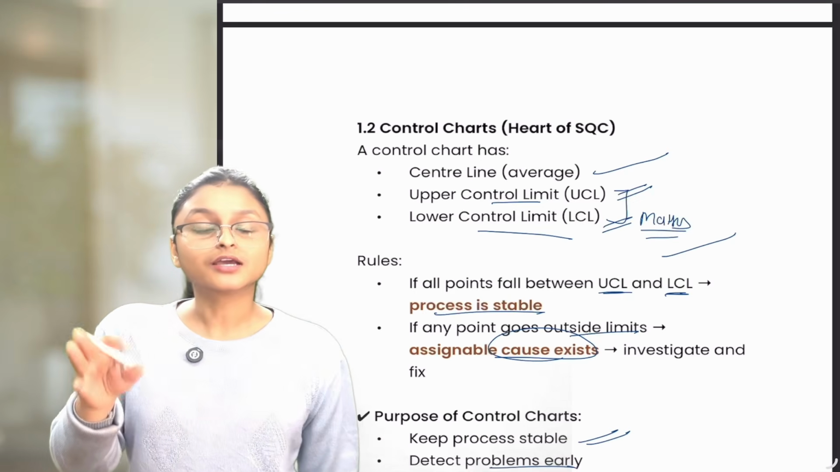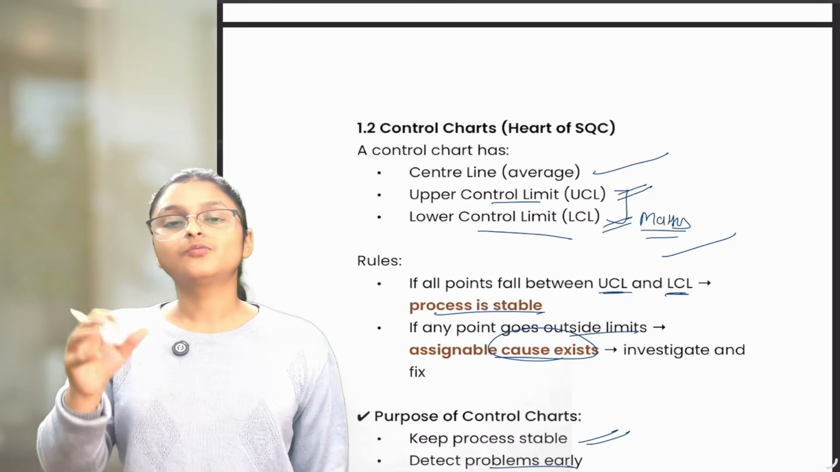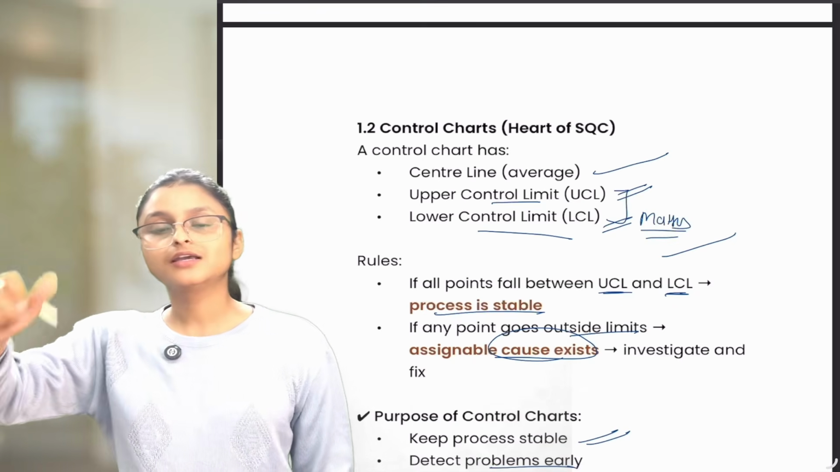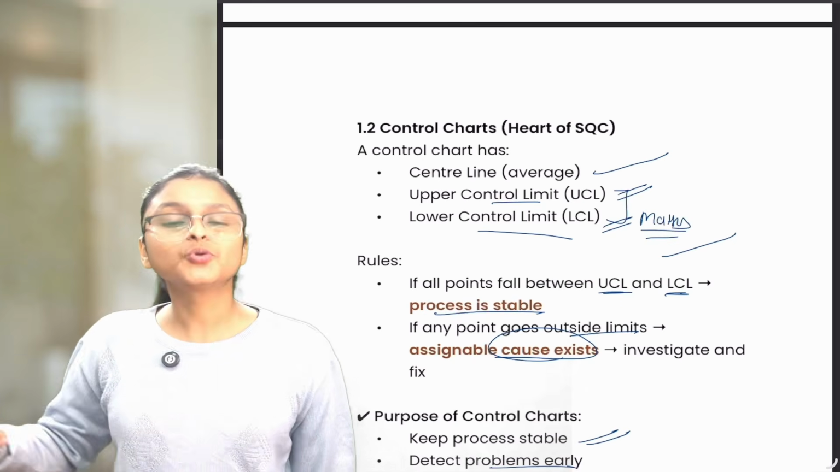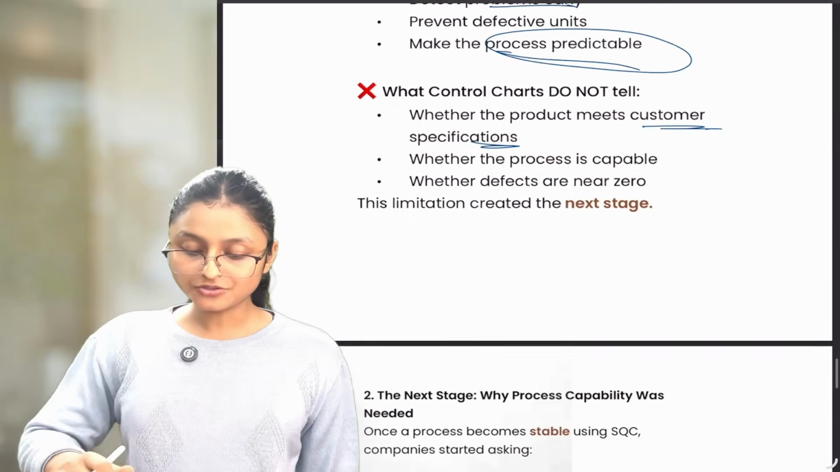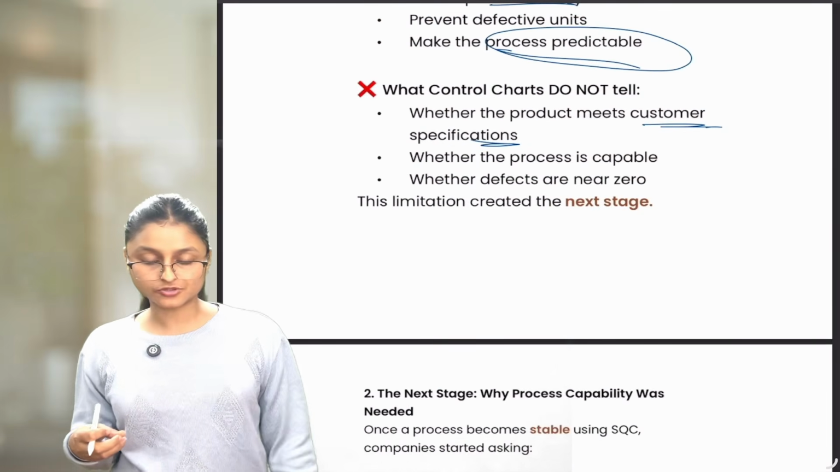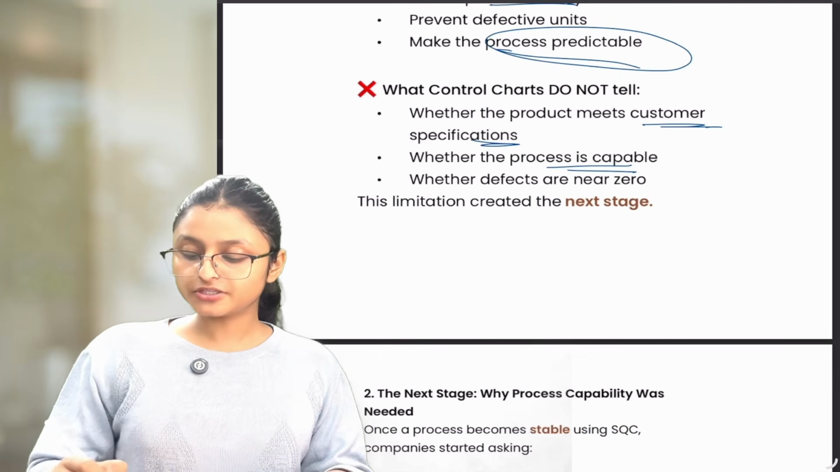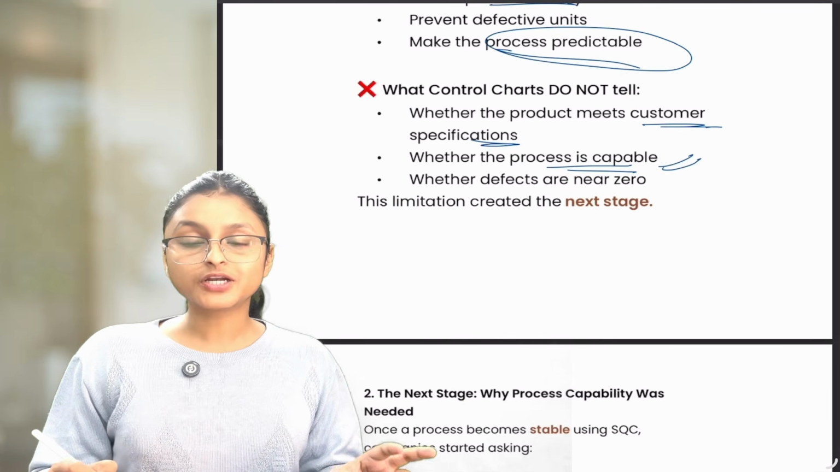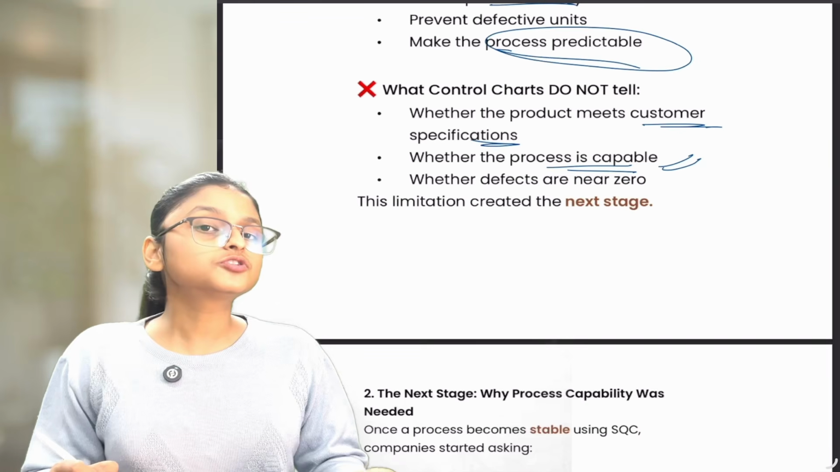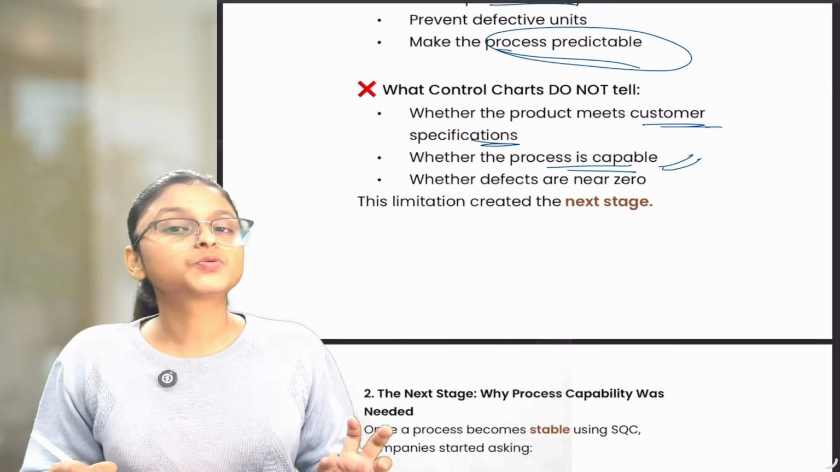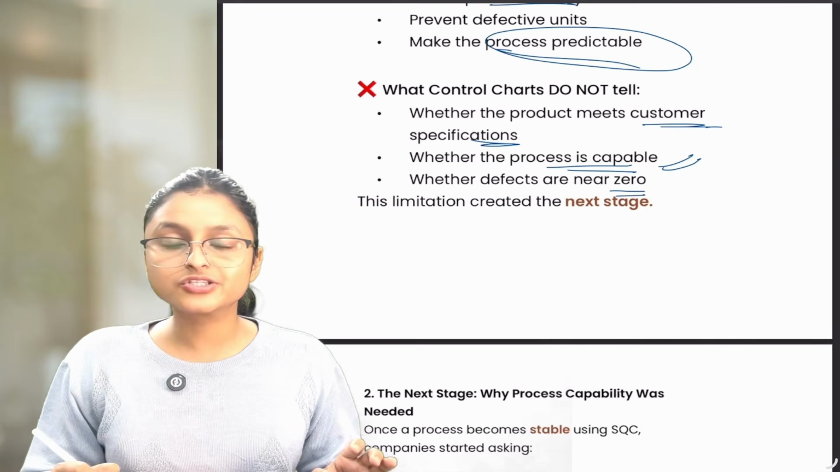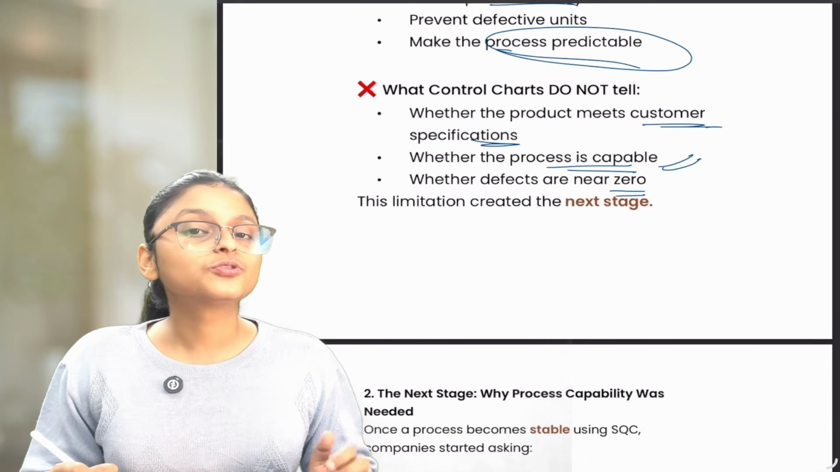You're not checking what your customer wants. What is the range of the product which the customer, if he gets that, he's okay with that? You don't know that, and you are not checking that in quality control charts. Next, whether the process is capable or not. Whether your process is capable enough to produce every time, or most of the time, what our customer wants. We don't know that. Whether defects are near zero, we don't know that also.